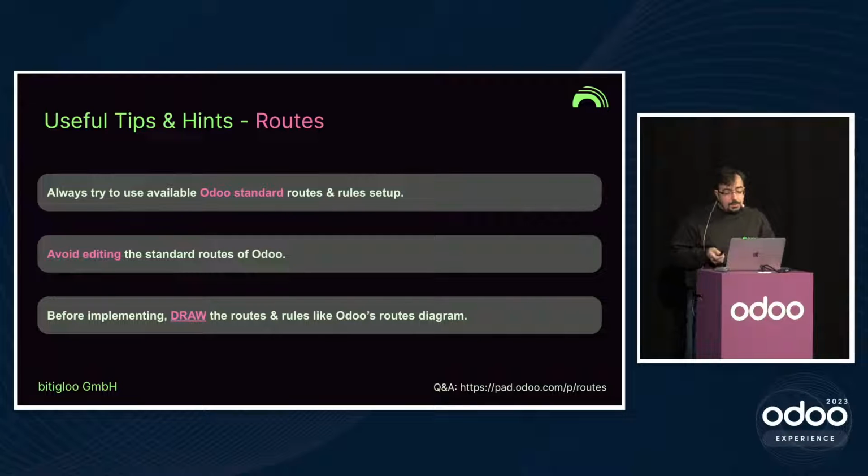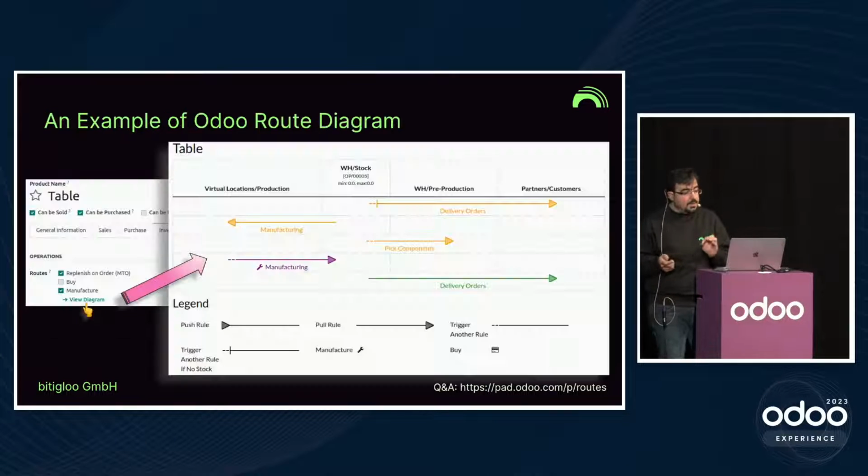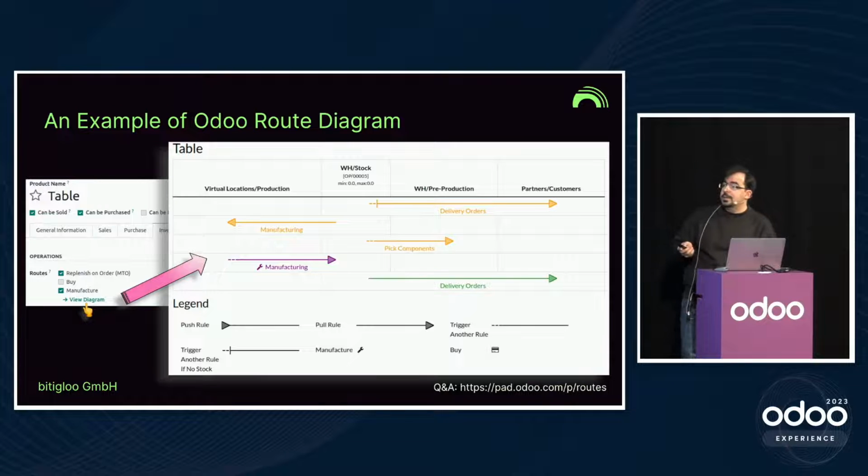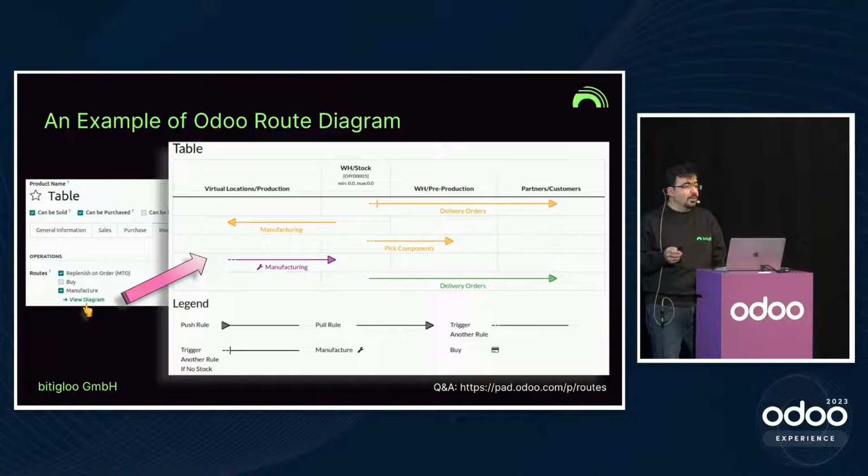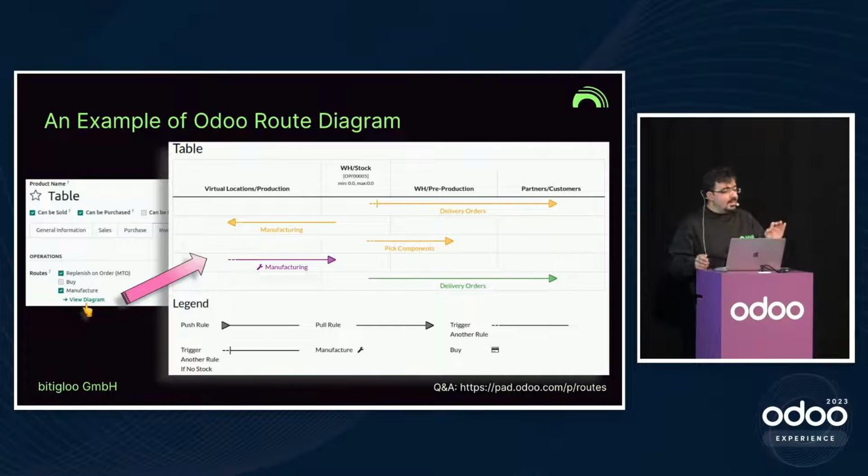And a very, very important point from my side is: before implementing, draw the routes, draw these rules. This is very important. I really love this diagram. I don't know who created this in Odoo, but it is a very important diagram, and it's the key in every project. If you don't draw it, you don't know how to do it. You don't know how to configure it. Draw this diagram for yourself, for your team, and for your customer, and then everyone knows what's going to happen.